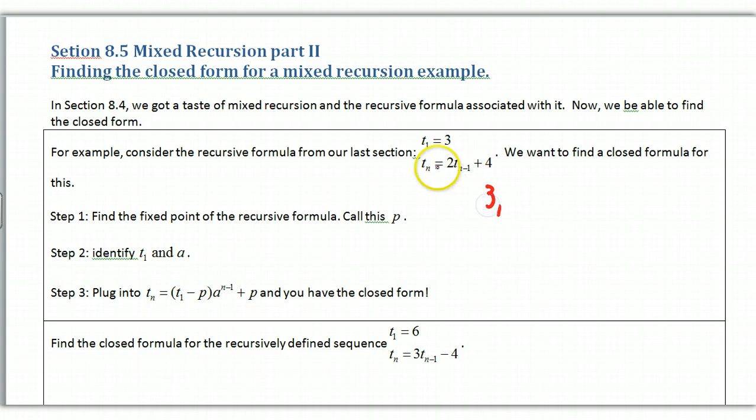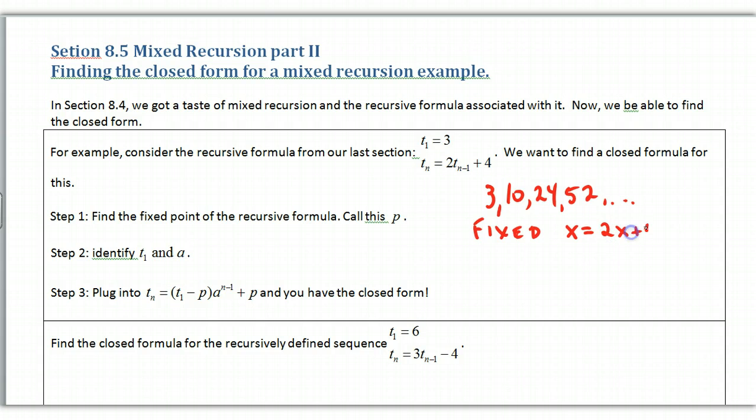If I write this out, this would be 3, then 6, and then 10. Same one as what we did last time. So this would be 20 plus 4, 48 plus 4, and so on. Now what we want to do is find the fixed point of our recursion and call this P. Remember, for the fixed point, we let both the next term and our now term equal x. So x is equal to 2x plus 4.